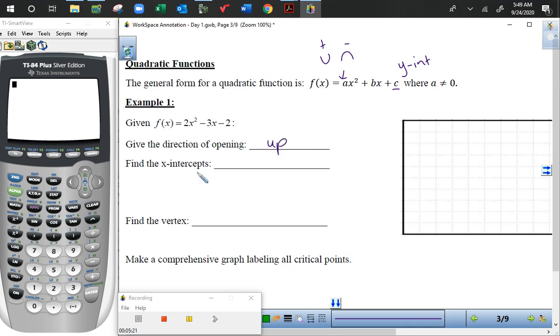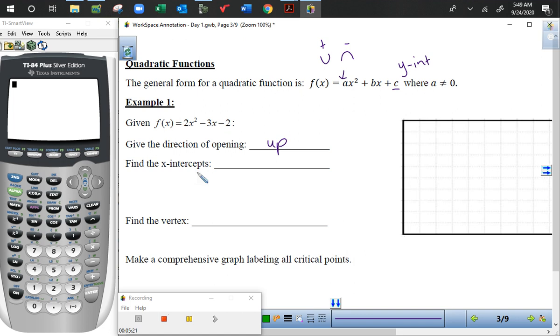And then we want to find the x-intercepts. There's two ways to do this. We can do it by hand algebraically, and we can use our calculator to help us as well. Sometimes I'm going to ask you to solve algebraically or find the x-intercepts exactly.